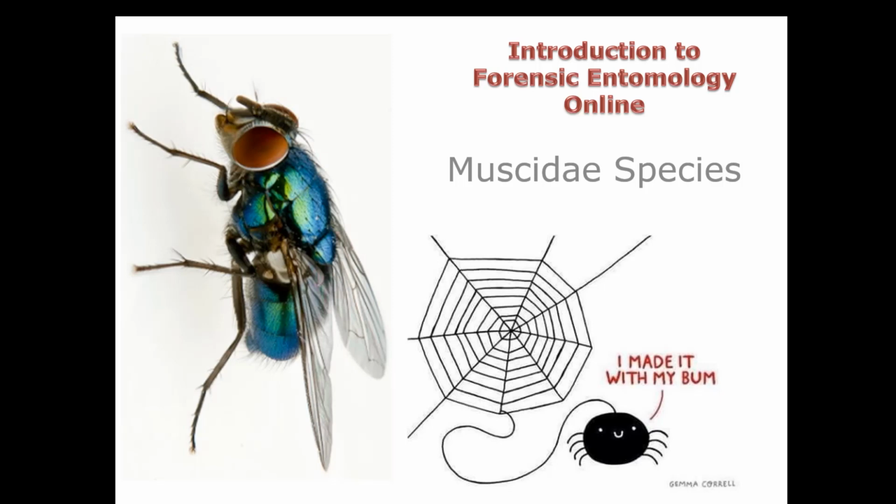All right, now let's get into three major Muscidae species. Muscidae are the ones that show up pretty early in a decomposition and they stay around for a little while, but they're not nearly as common as the Calliphoridae. However, I have done a few cases where Muscidae are our number one species. So I want you to know the ones that you're most likely to run into.